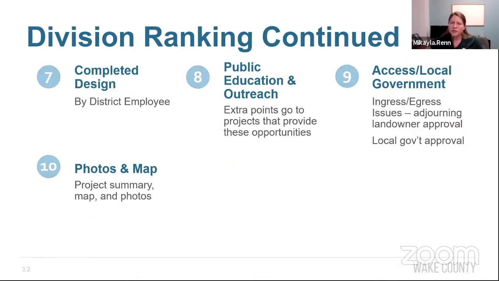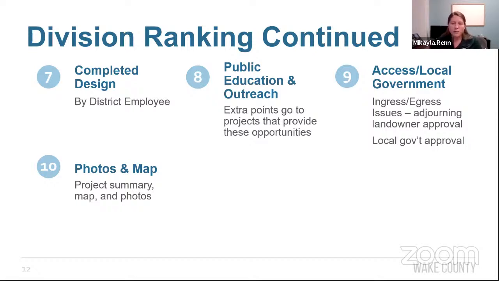The division's ranking also takes into consideration if the proposed project can be designed by district staff, or if an engineered design has to be created. They're also interested in knowing whether or not the project will provide education or outreach opportunities, if there are any potential issues with accessing the site or gaining local government or municipality approval for the work. And finally, they would want to see maps or photos of the site and proposed project. All of these ranking criteria are questions addressed within the state's application, which usually consists of around 25 questions.